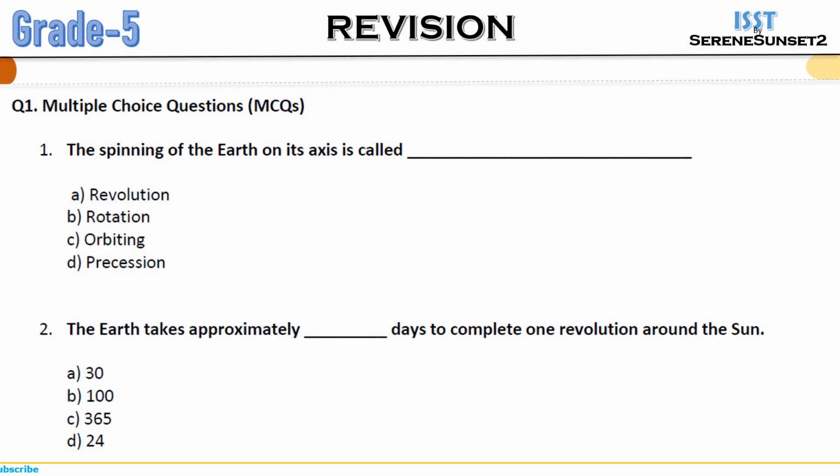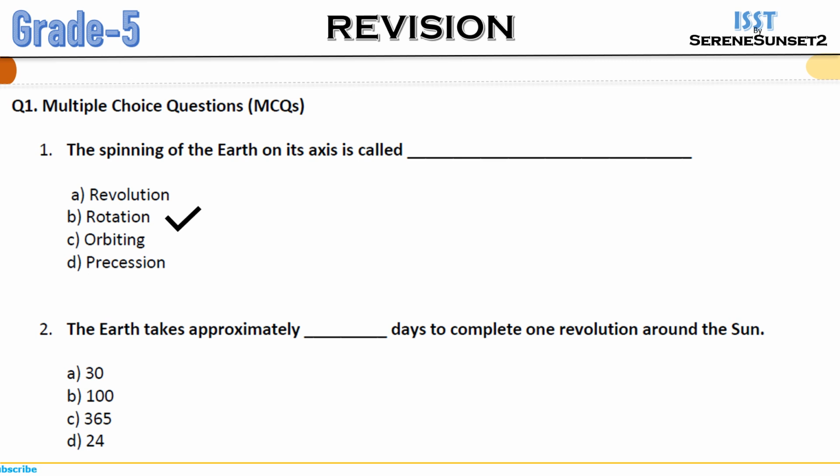The spinning of the earth on its axis is called dash. Options: A. Revolution. Option B. Rotation. Option C. Orbiting. Option D. Precession. Answer: rotation. Option B. The spinning of the earth on its axis is called rotation.